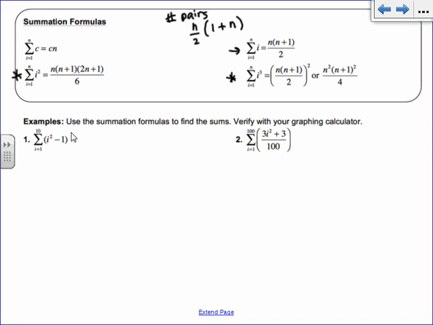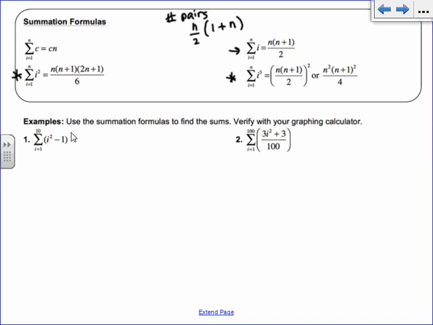But we want to know how to do it, like if it said 1 to 1,000, there has to be an easier way than writing out all the terms, right? So let's use these summation formulas. So for this one, I have i equals 1 to 10. And you always have to have i equals 1 in order to use these formulas. And there are ways to adjust it if you don't have that, but I'll always give you i equals 1, unless I want you to do it by hand, like those first ones.